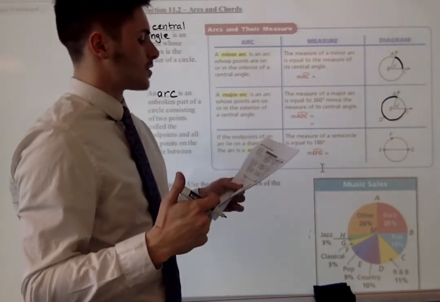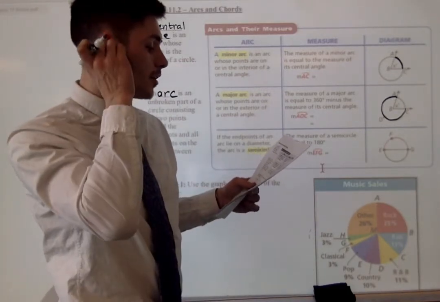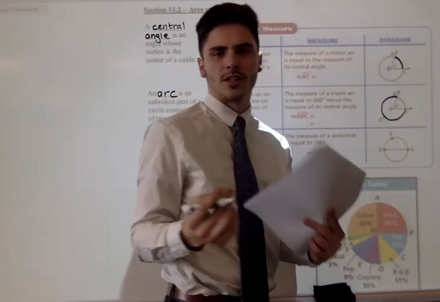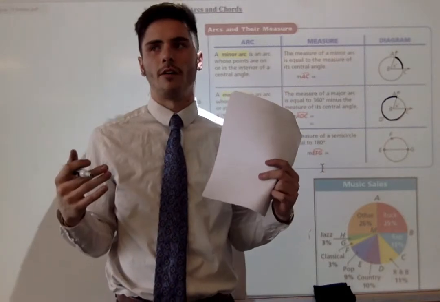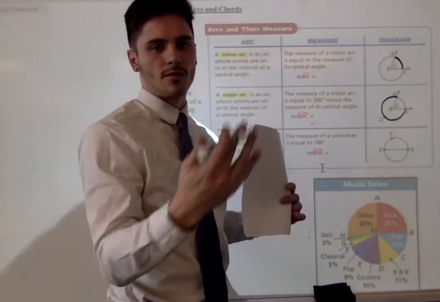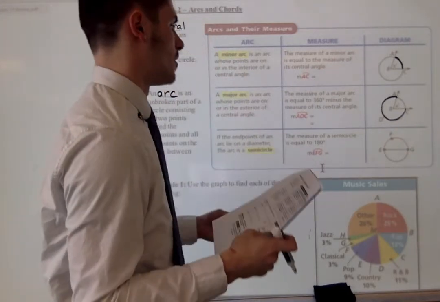And if the endpoints lie on a diameter, the arc is a semicircle, which makes sense because if a diameter splits a circle in half, that leaves 180 degrees on both sides, and so that's how much the arc would curve. So that would be a semicircle.